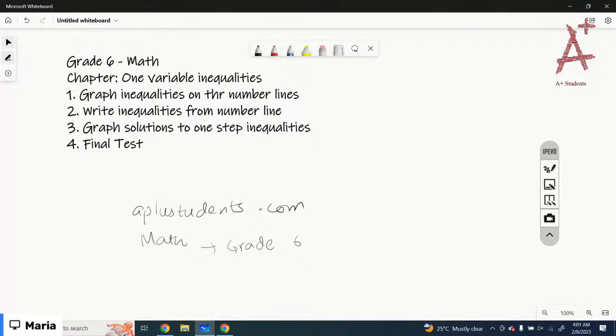So there you can find a list of the chapters. We're going to start with chapter 1, variable inequalities. And the lessons we're going to cover today are graph inequalities on the number line, write inequalities from number line, graph solutions to one-step inequalities, and then we do the final test of the chapter. So let's just start with the first lesson, that is graph inequalities on the number line.